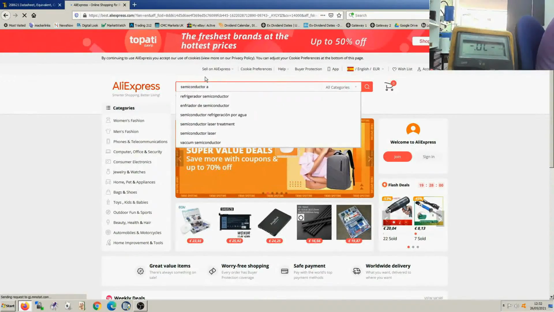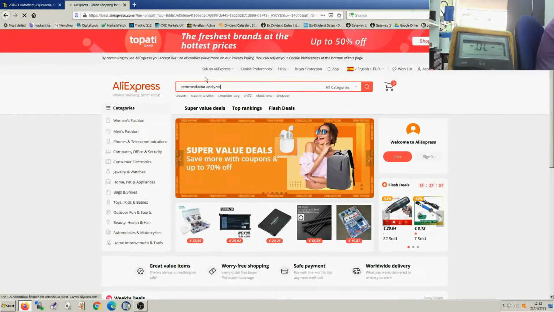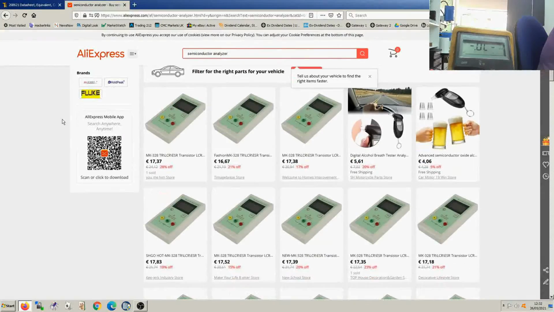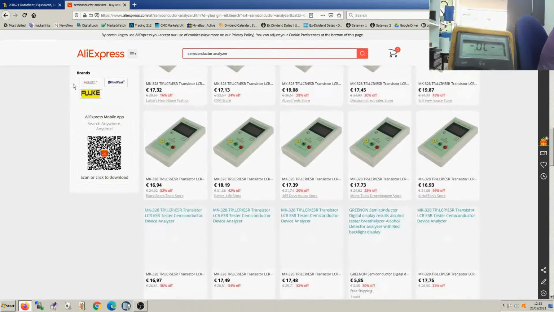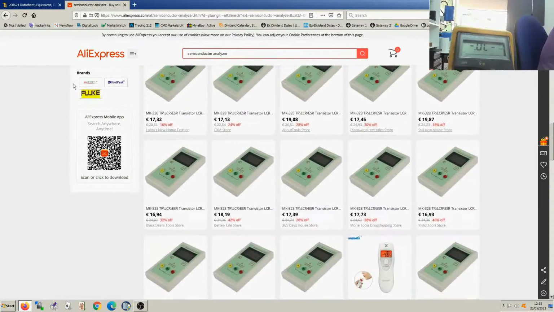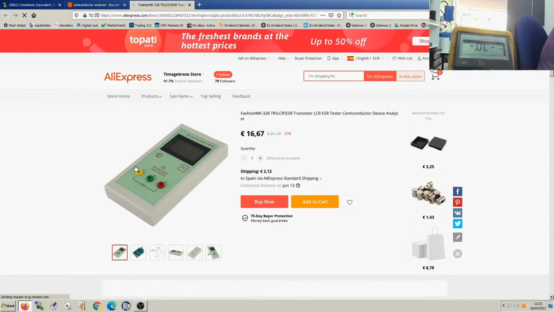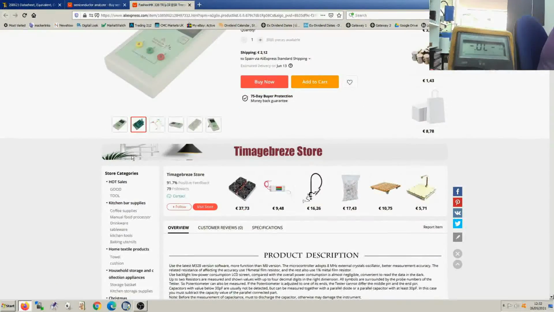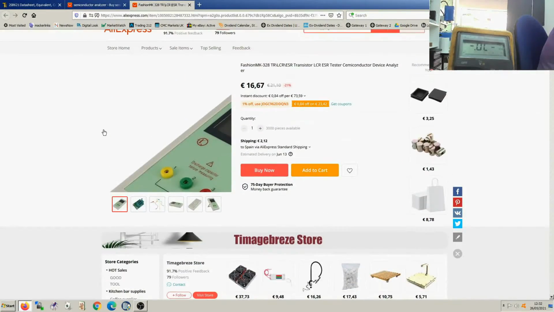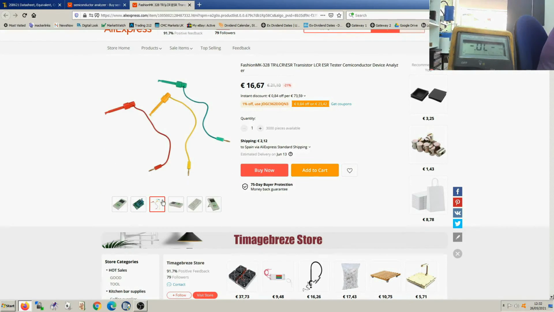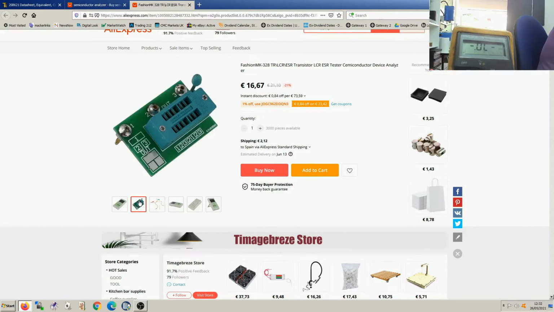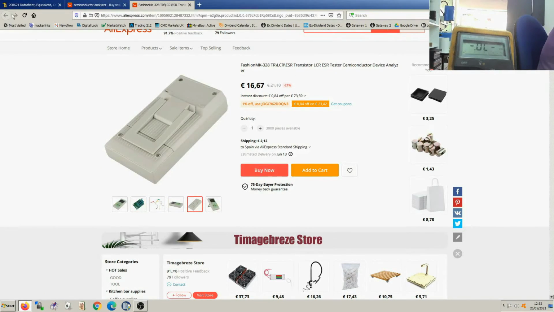Semiconductor analyzer. Okay. Oh, interesting. Well, there's lots of them here that seem to be quite cheap. Yeah. Is that a semiconductor? What's this? I mean, less than £20, so a lot less. Oh, you can buy the leads separately. You can buy it. Oh, there's an adapter for it. Yeah. See if there's any more.